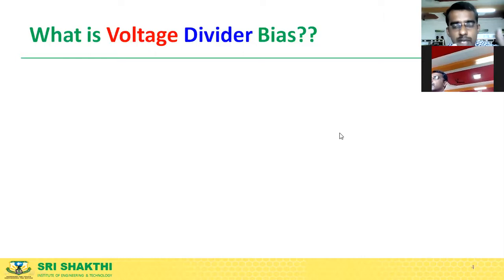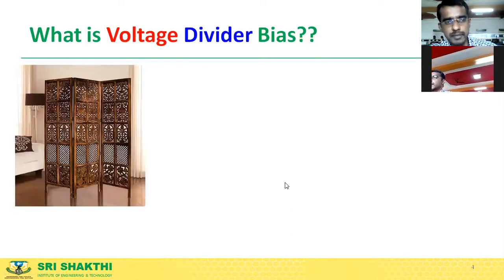You need to provide external voltage and current in order to make it function. Providing voltage and current depends upon various methods. One method is fixed bias, and another is voltage divider bias, which we are going to see. Why is it called voltage divider? This is a fusion word with two words, voltage and divider. What do you understand from the word divider? As you can see in the pic here, it's a room divider. It's used to partition a room into two. You would have seen this in practice.